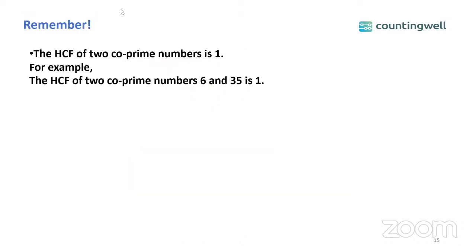Now you have to remember the HCF of two co-prime numbers is 1. As seen previously, 9 and 4 are co-prime. So the highest common factor in that case is 1. So here we have an example. The HCF of two co-prime numbers 6 and 35 is 1.